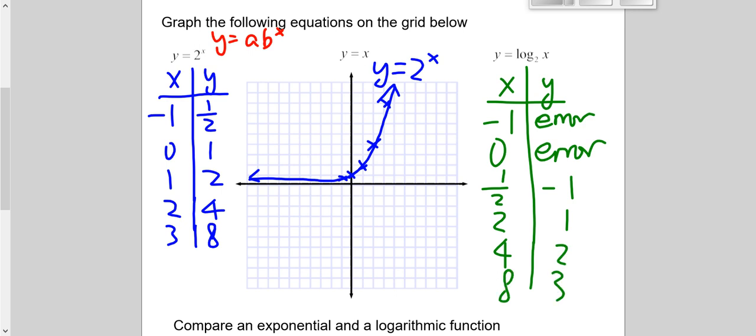So if you plot this, 1/2, -1, and then 2 and 1, 4 and 2, 1, 2, 3, 4, and 2 right there, and then 8 and 3, 1, 2, 3, 4, 5, 6, 7, 8, and 1, 2, 3 right there.